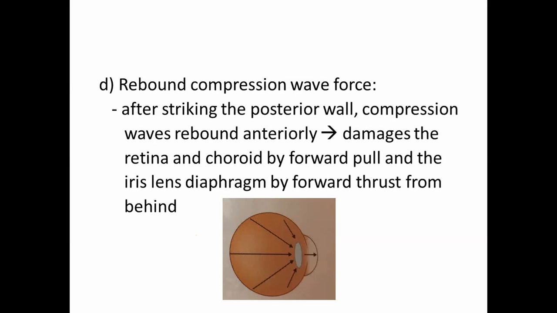And lastly, you have your rebound compression wave force, where the wave force is rebounding from the posterior wall. After striking the posterior wall, the compression waves rebound anteriorly. It damages the retina and choroid by a forward pull, and the iris lens diaphragm is also damaged with a forward thrust from behind. So retina and choroid are damaged because of a forward pull, and the iris lens diaphragm is also damaged because of the thrust which is coming onto it from behind. So these are all the different mechanisms of blunt ocular injury.